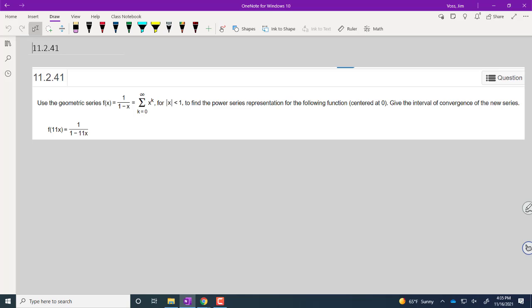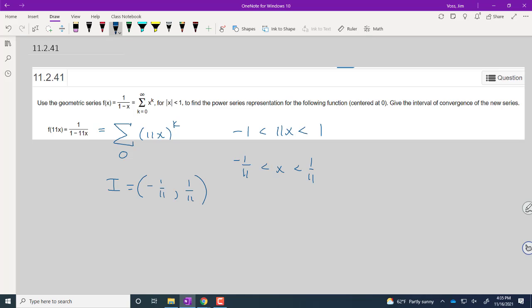How do we find the power series for this function right here? What do we replace that x with? 11. So x gets replaced with 11x, so all we do is that. Starts at 0. The original interval of convergence is minus 1 to 1. How do we find the interval of convergence for this? Replace x with 11x. So these ones are pretty easy. So negative 1 over 11x. So our interval of convergence excludes both endpoints. Have that.